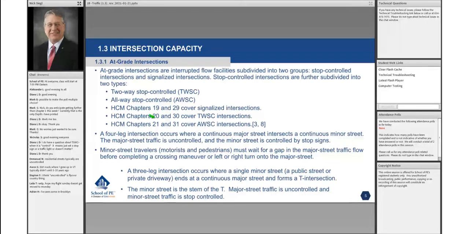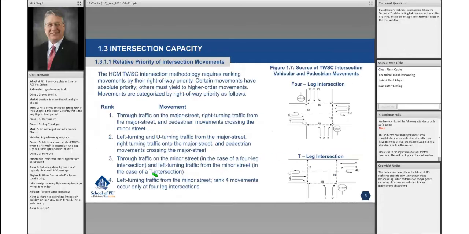And likewise with Chapter 20, there's Chapter 30, which contains examples about the two-way stop control. And likewise Chapter 21 and Chapter 31. So a four-leg intersection occurs when a continuous major street intersects a continuous minor street. Minor street travelers, both motorists and pedestrians, must wait for a gap in the major street traffic flow before completing a crossing maneuver, or a left turn or a right turn. And it's a very similar situation with a three-legged intersection.